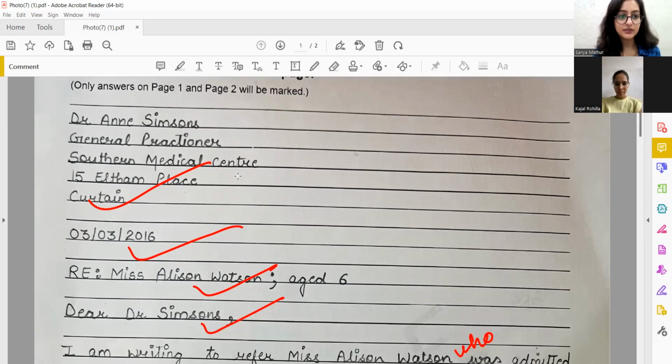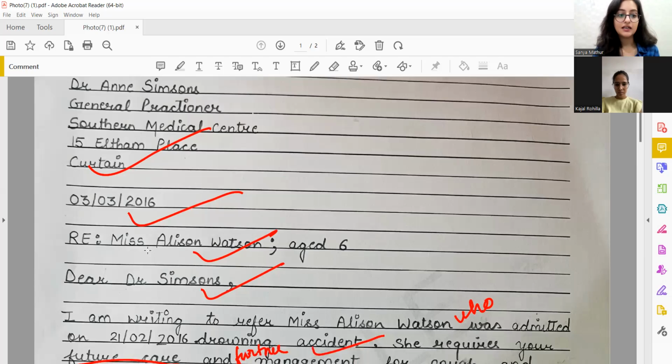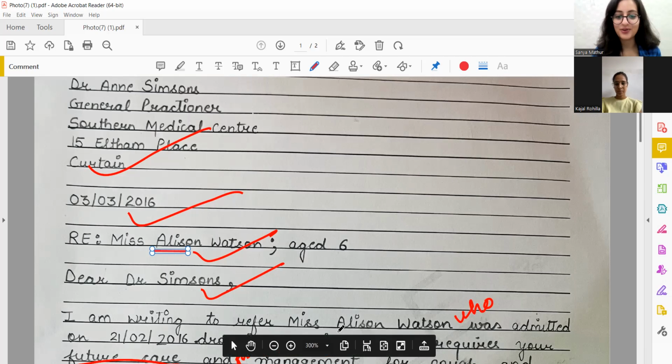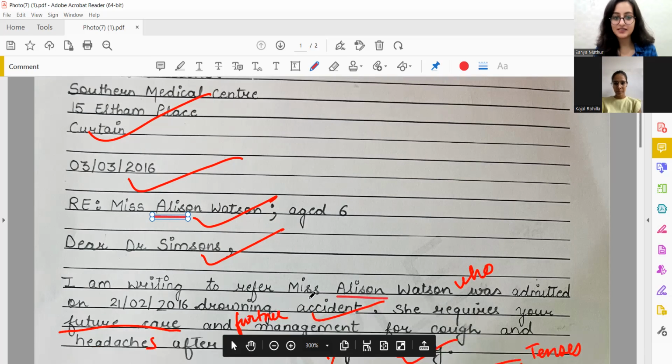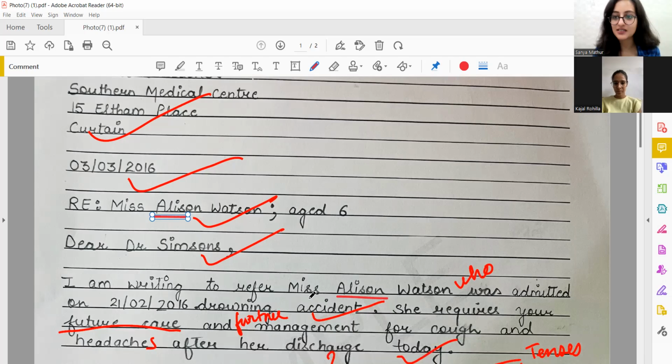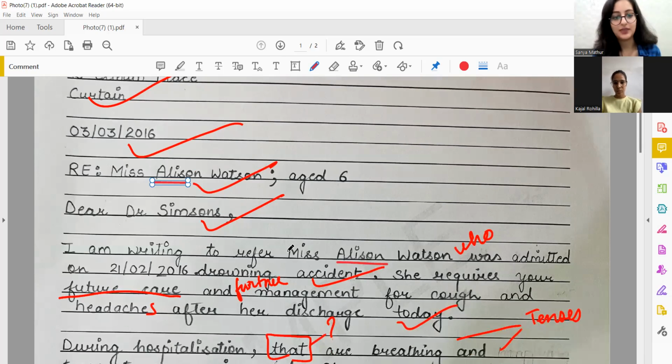In the address, you've written everything quite well. The date is also fine. Here I see that you've written Allison, but I think in the letter there was a double L. So please make sure that the spelling of the patient's name is always accurate. This is not a mistake you should be making, because this is where we know that we can get marks. So make sure that you're noting down the names correctly. It's very good that you used the right title for Alison Watson. The greetings are fine as well.